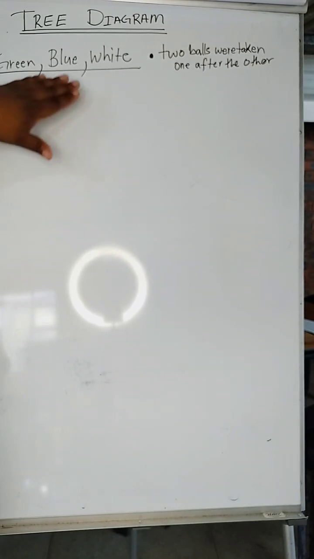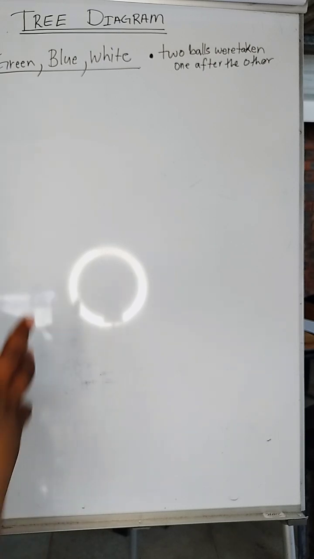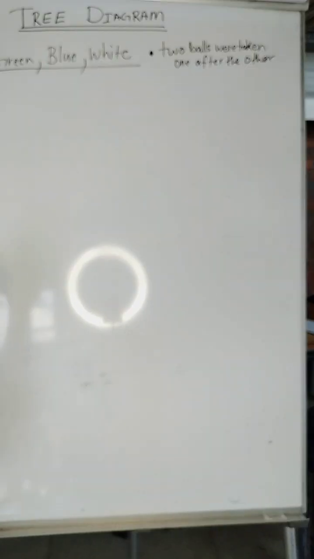We have green balls, blue balls, and white balls. You will be told the number. Let's say 5, 4, 3, whatever numbers you are told. Since I'm not dealing with numbers, I'm dealing with the summary of it. Okay, number one, this is what I will do.